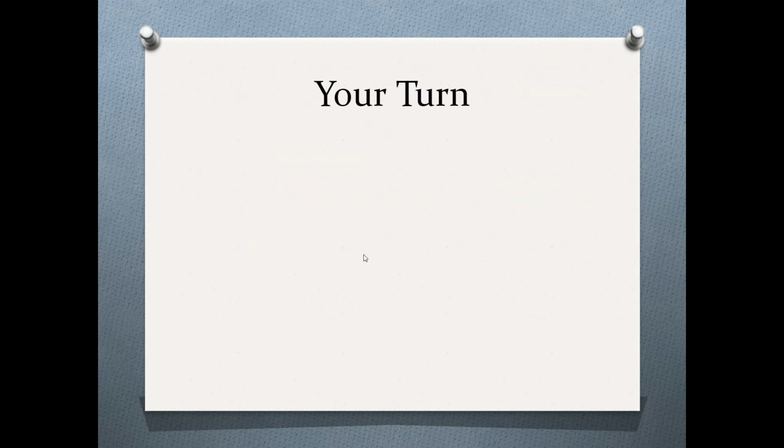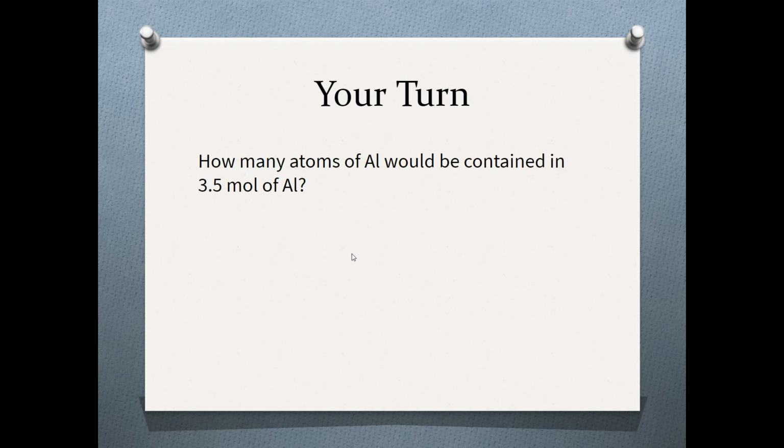Your turn again. Pause the video and see if you can figure out how many atoms of aluminum would be contained in 3.5 moles of aluminum. So to solve, you would take the 3.5 moles and multiply it by Avogadro's number. And it would give me 2.1 times 10 to the 24th atoms of aluminum once I round to 2 sig figs. As another side note, remember that when we are doing sig figs in math with chemistry, we never use constants such as Avogadro's number for my sig figs. I always go to my given amount.